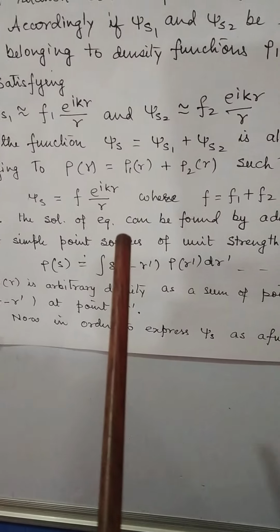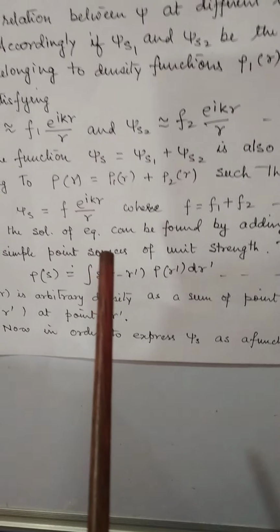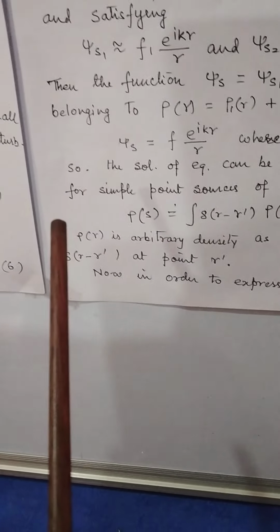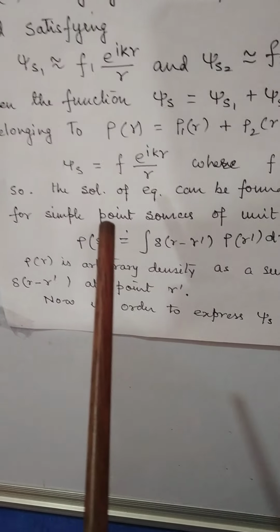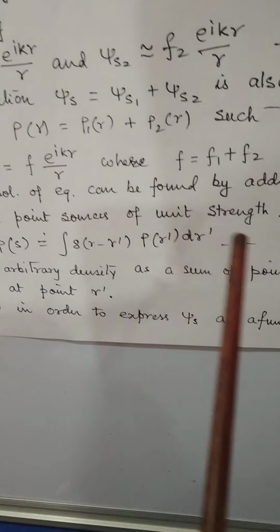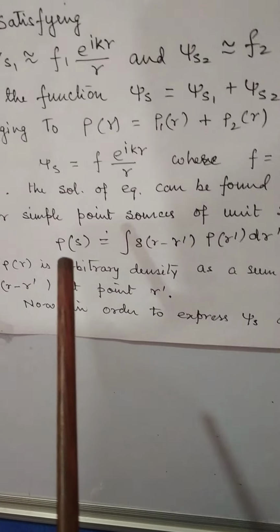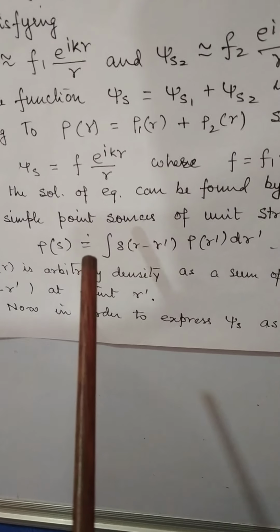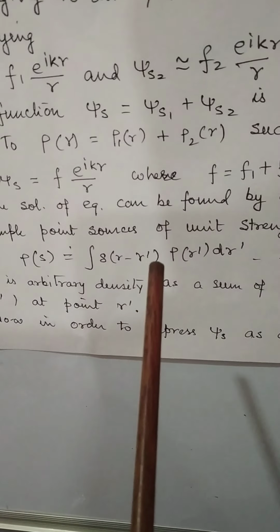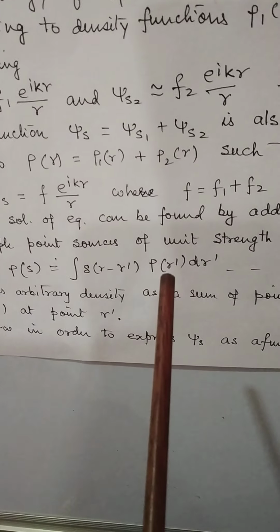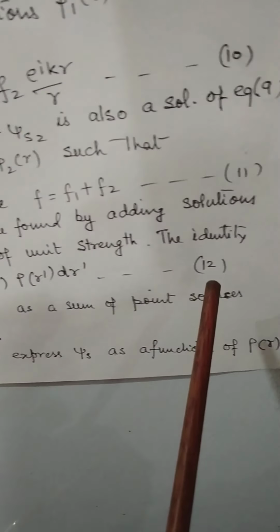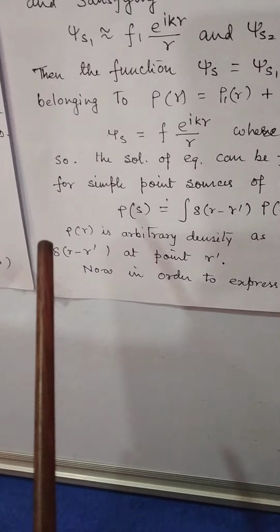Now, the solution of this equation can be found by adding solutions for simple point sources of unit strength. So, rho of s equals the integration of delta of r minus r dash multiplied by rho of r dash multiplied by dr dash. Let it be equation number 12.